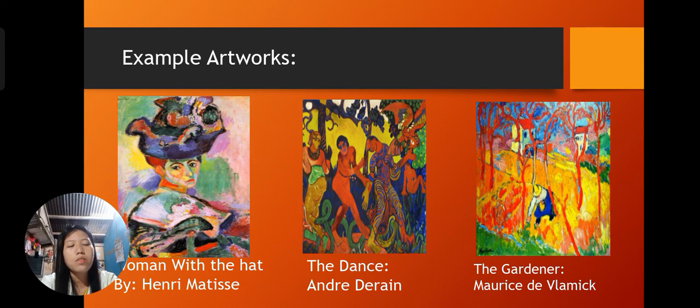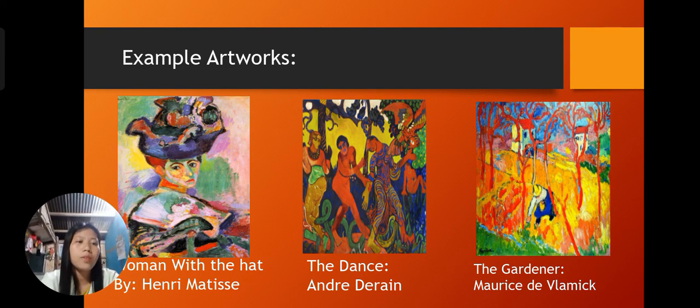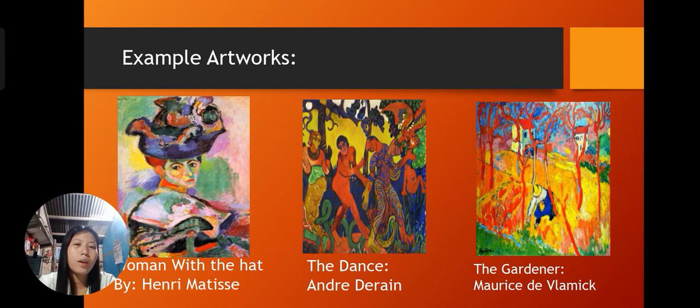The work of André Derain, The Dance, is an ambitious and remarkably eclectic painting that combines references to multiple European and non-European sources, as well as The Gardener by Maurice de Vlaminck. They went to the same school and shared their interest in painting.